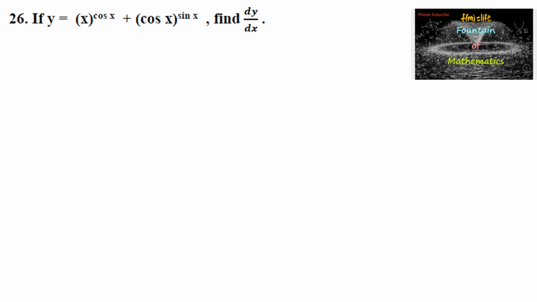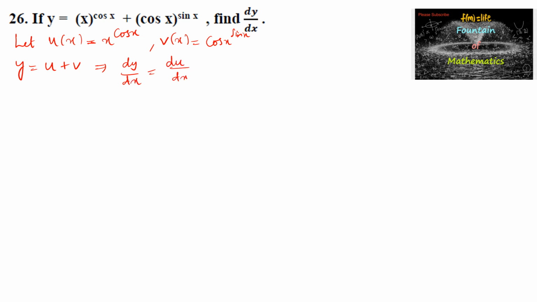If y is equal to x power cos x plus cos x power sin x, then find dy by dx. Let us consider the function x power cos x as u, that is u of x is equal to x power cos x, and v of x is equal to cos x power sin x. So that y is equal to u plus v. On differentiating, we'll have dy by dx is equal to du by dx plus dv by dx. So we need to find du by dx and dv by dx separately.